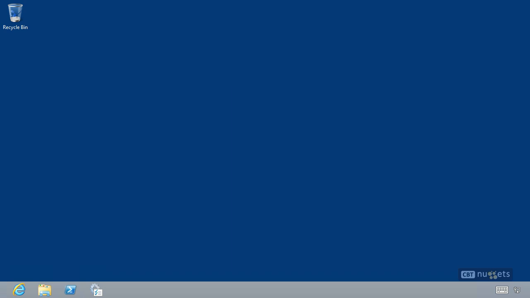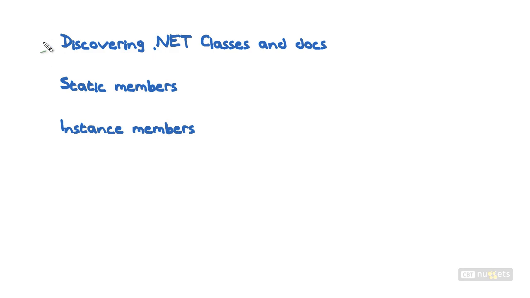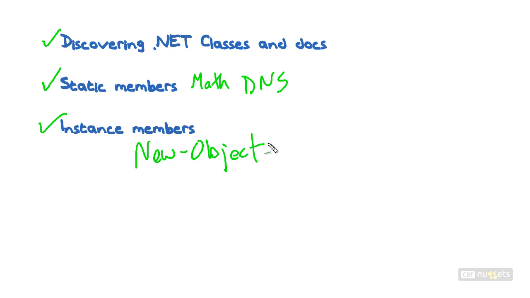But I think that's a good look at instantiating classes using static methods, static properties, as well as using instance members. So I've shown you how to use the MSDN library to discover .NET classes and documentation, although nothing replaces a good Google or Bing search for finding what you need quickly. We then looked at using static members, and I used math and DNS as examples. And we looked at using instance members, which means you've got to use New-Object to create an instance of the class, a live copy of it in memory, and then you can access those instance members. I hope this has been informative for you, and I'd like to thank you for viewing.